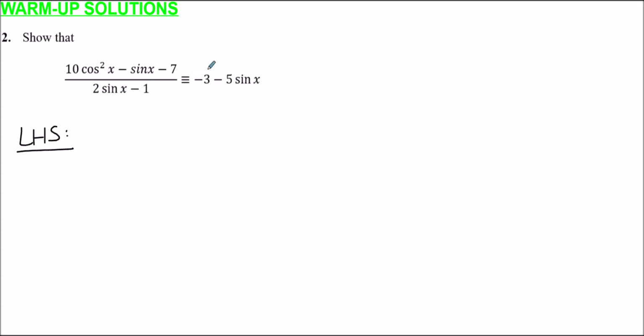Now, if you notice, our target here has nothing to do with cos in it. So we need to eliminate anything to do with cos or cos squared and replace it in terms of sine squared. So what identity relates sine squared and cos squared? You should hopefully recall that sine squared plus cos squared is always the same as 1.